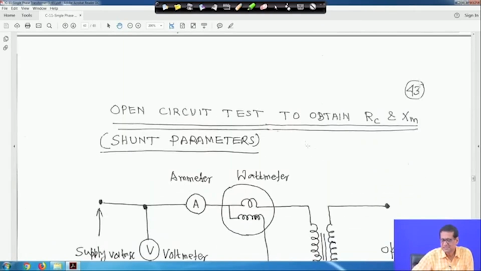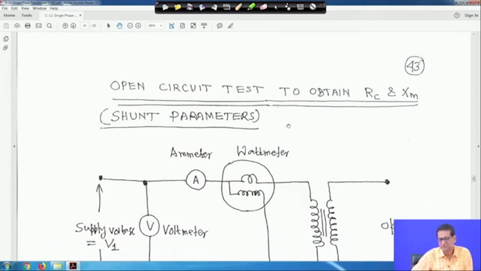Now, the open circuit test to obtain Rc and Xm. For the transformer we have to find out the parameters, particularly Rc, Xm, R1, X1, R2, X2, all these things we need to obtain. Generally the open circuit test is for obtaining Rc and Xm, which we call shunt parameters, because these are connected in parallel. We perform the open circuit test for them.